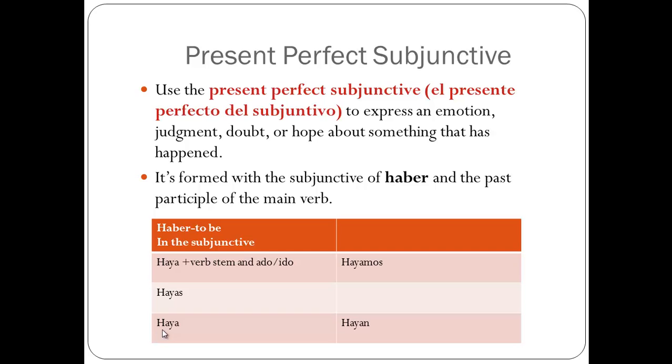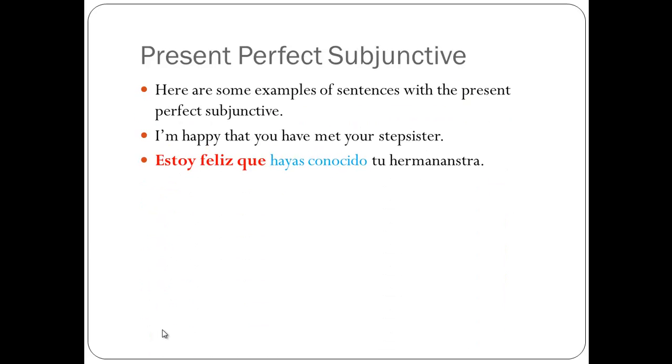The way that we form the present perfect subjunctive is we use the verb haber, and haber is irregular in the subjunctive, with the past participle ado or ido. So these are the subjunctive forms of haber. Haya in the yo form, hayas in the tú form, haya in the usted, él, ella form, hayamos in the nosotros form, and hayan. So I'm going to show you some examples of the present perfect subjunctive, and hopefully that will help you understand it in a better way.